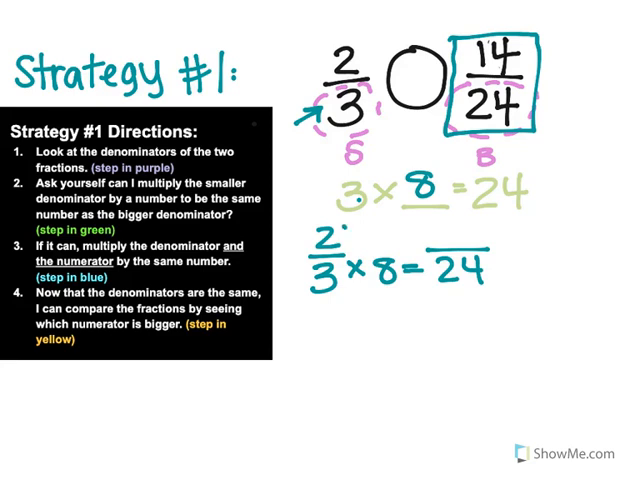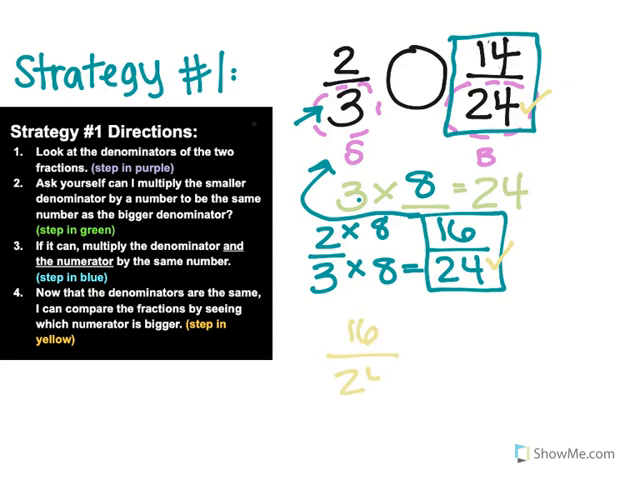The only catch is if I do it to my denominator, I also have to do it to my numerator. So I do 2 times 8, and that's 16. I now have my equivalent fraction to 2/3. They equal the same exact thing. So that means I need to compare the fractions because now I can see I have 24 there, 24 there. So now I can compare so easily.